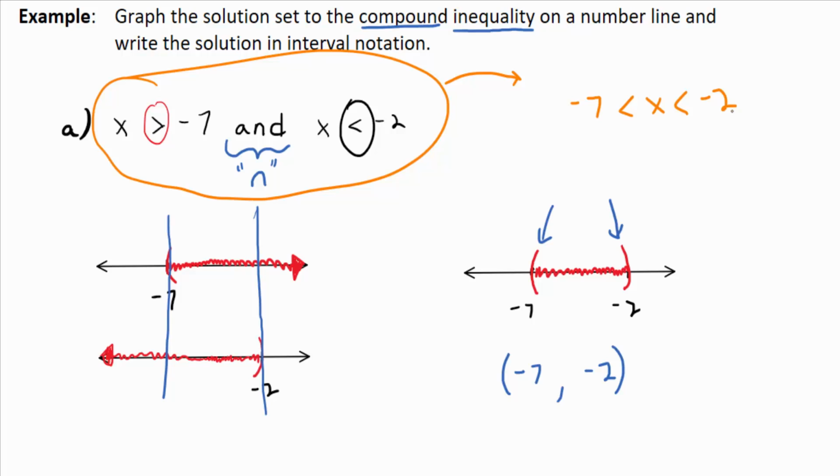So this says -7 is less than x, which is less than -2, all in one statement, a little more compact. And it really does mean the same thing as that original inequality. So these statements are equivalent.